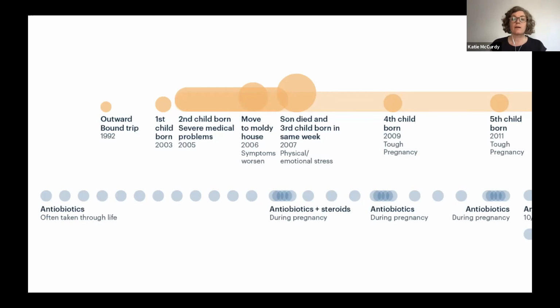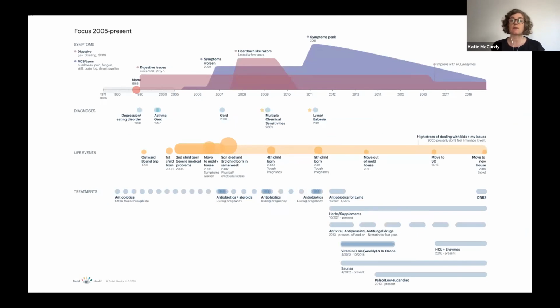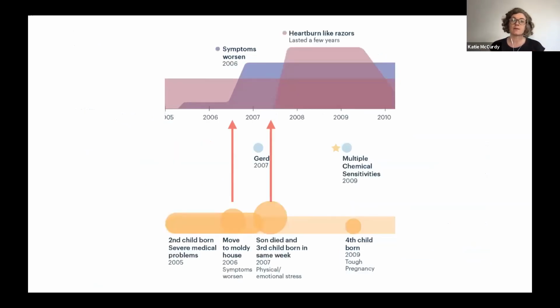And then below that are treatments. And these are not only prescribed treatments, but things like dietary changes or saunas or really any intervention they've tried to try and feel better. So all in all, this gives a nice holistic view of where someone has been, what they've tried. And we also start to see patterns like how moving to a moldy house or having the death of a child seem to worsen this person's symptoms.